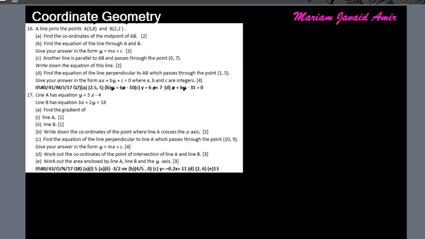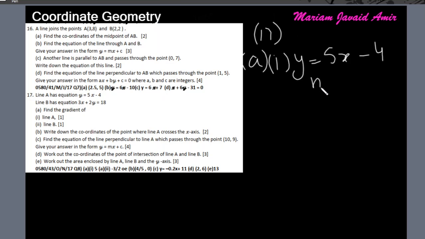Question 17, which says we have the equation of lines: A is y equals 5x minus 4, B is 3x plus 2y equals 18. Find the gradient of A. Let's find the gradient of A first. So line A is y equals 5x minus 4, and we know y equals mx plus c. m is the coefficient of x, so m is 5 simply.